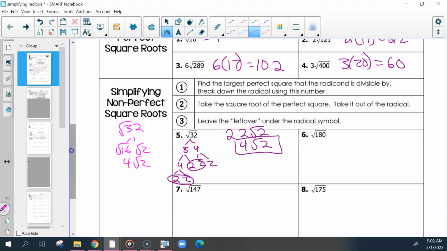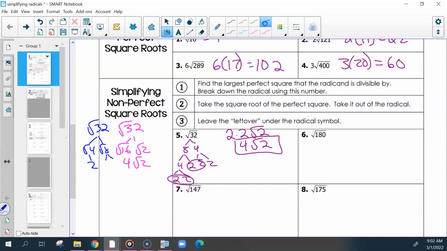If you chose 4, you would have to do part of this and part of this. I'm going to show you what I mean by that. You don't have to write this part down, but you can if you want. So if I chose the square root of 4, the square root of 8, I know the square root of 4 is 2, but 8 is not a perfect square. That means I would have to break down 8 like I did for 32 over here.